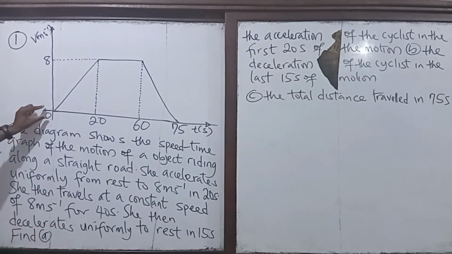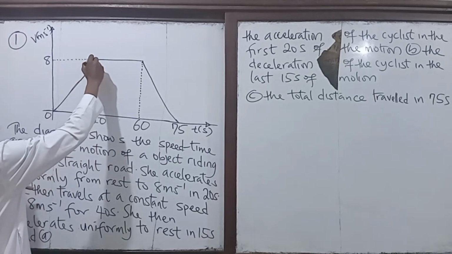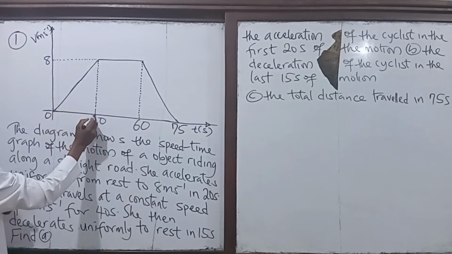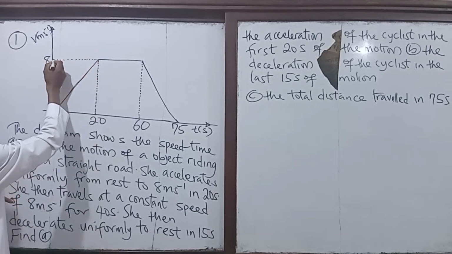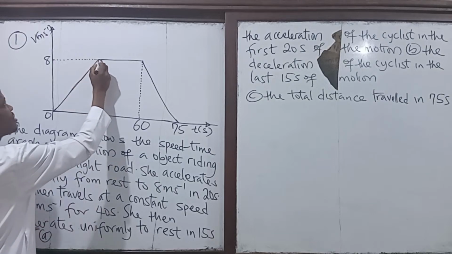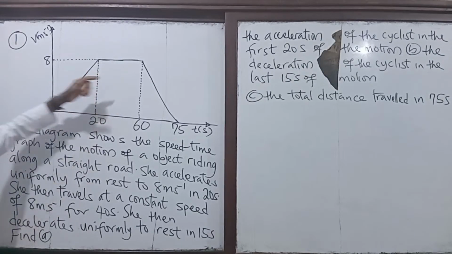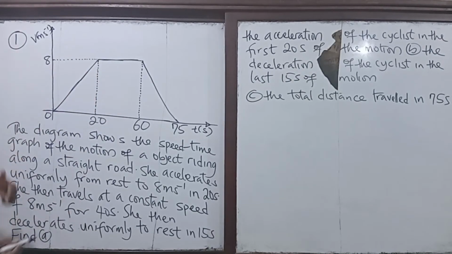You can see the description. There is an acceleration from rest for 20 seconds, and the speed attained for that motion is 8 meters per second. She then travels at a constant speed of 8 meters per second for 40 seconds. She maintained the speed, that's why we call it the constant speed. The speed of 8 meters per second is maintained for 40 seconds.